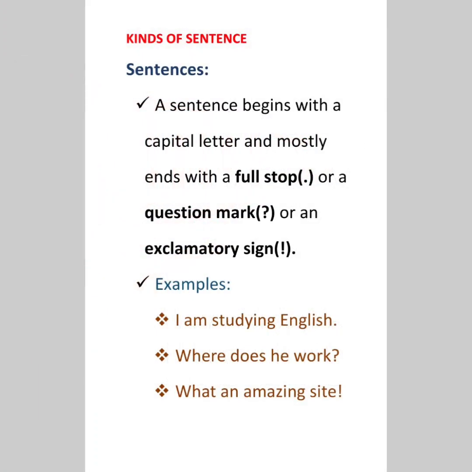A sentence begins with a capital letter and mostly ends with a full stop or a question mark or an exclamatory sign. For example, I am studying English. Where does he work? What an amazing sight!